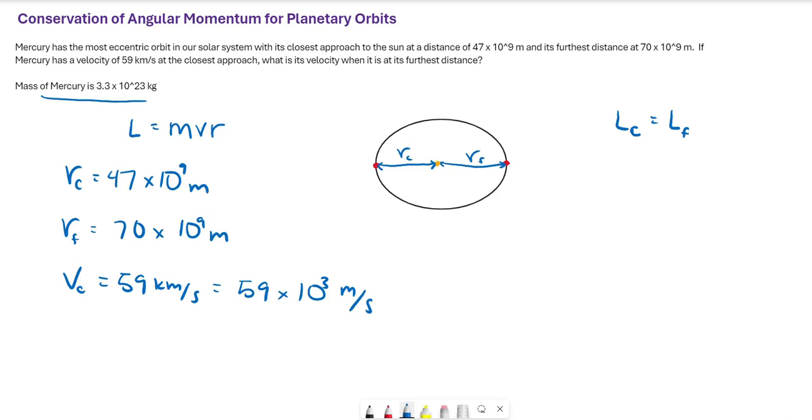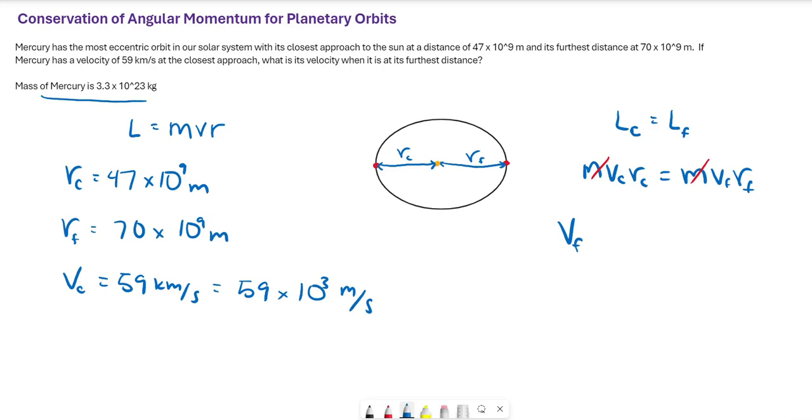Because the distance is going up at one point, that means the velocity is going to go down since the mass is staying the same. So M, the mass of Mercury, times VC times RC has to equal the mass of Mercury times the velocity at the furthest point times the distance at the furthest point. Now we have the mass on both sides. If we divide through by m, this is just going to cancel out. So our velocity is not dependent on the mass, it's dependent on the distance, right? So let's divide both sides by RF to get that.